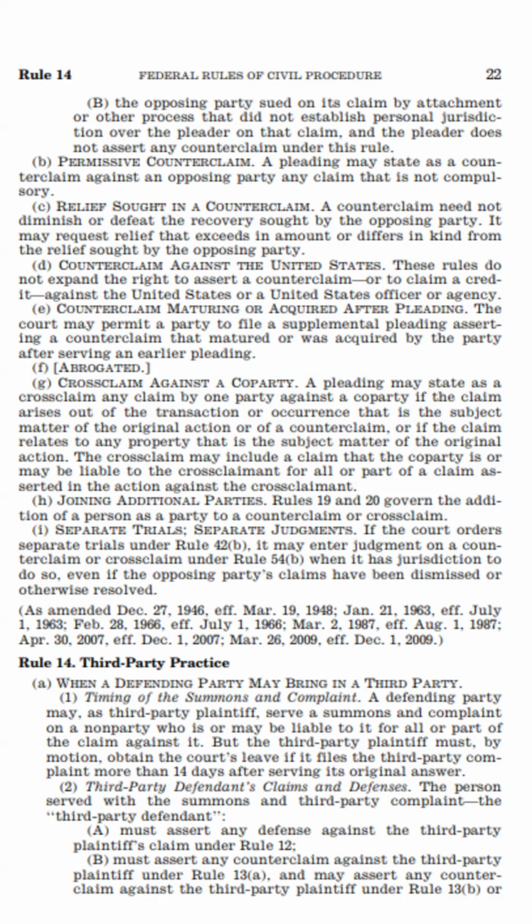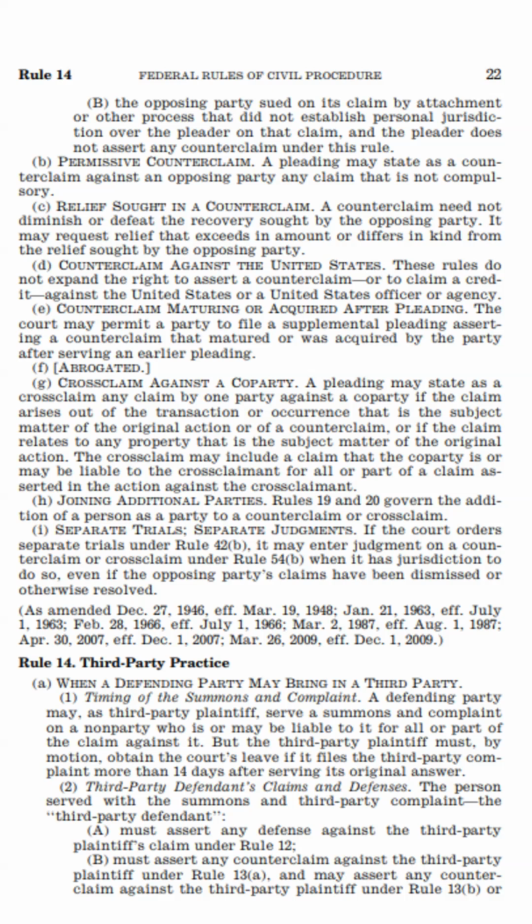H. Joining additional parties. Rules 19 and 20 govern the addition of a person as a party to a counterclaim or cross-claim. I. Separate trials, separate judgments. If the court orders separate trials under Rule 42(b), it may enter judgment on a counterclaim or cross-claim under Rule 54(b) when it has jurisdiction to do so, even if the opposing party's claims have been dismissed or otherwise resolved.